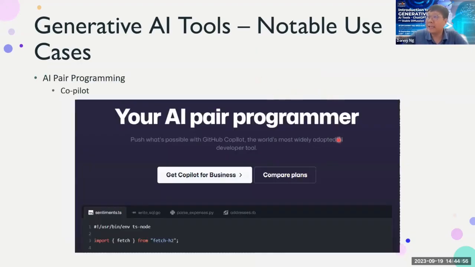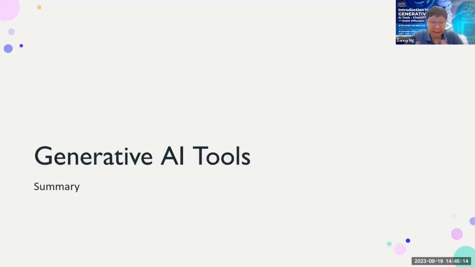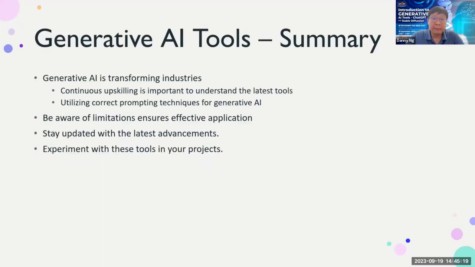Another notable use case is in programming. They do pair programming with AI itself. It helps to alleviate some of the burden of a programmer. So basically, to summarize what we have gone through today, if you look at news and articles, AI tools are currently transforming industries. There are quite a number of different use cases and different ways in which these tools are used.